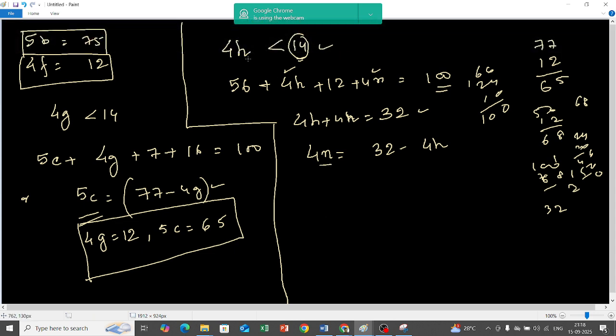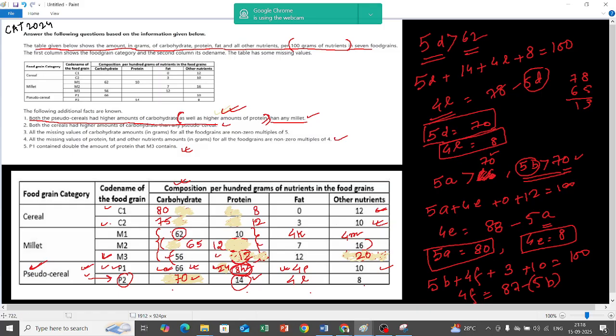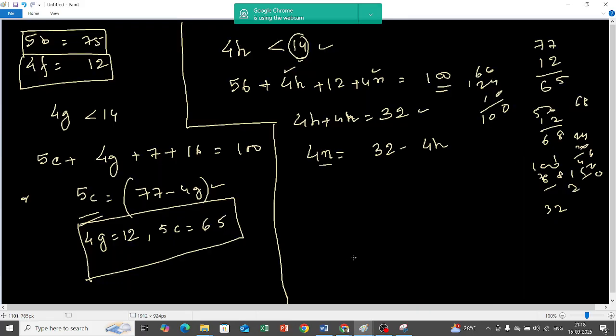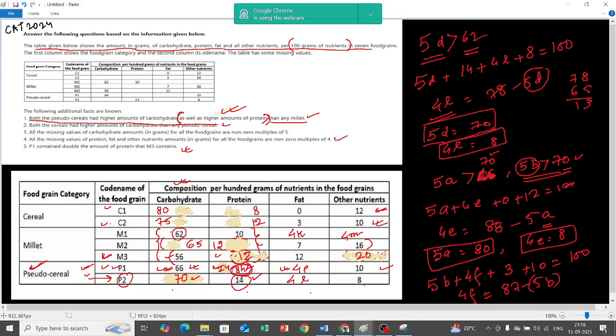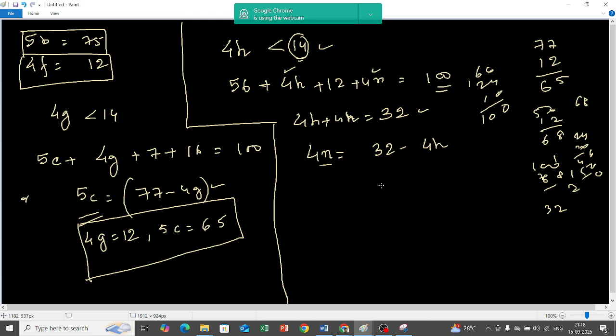I got 4n, here it is given 4h is less than 14. I took 4h as 12 and I got 4n as 20, which is correct. But when I use that value to find out 4p, I am getting 4p as 0. But 4p cannot be 0, because the amount of fat present in the pseudo cereal cannot be 0. There is a valid value for all of this. So what other value can I take?